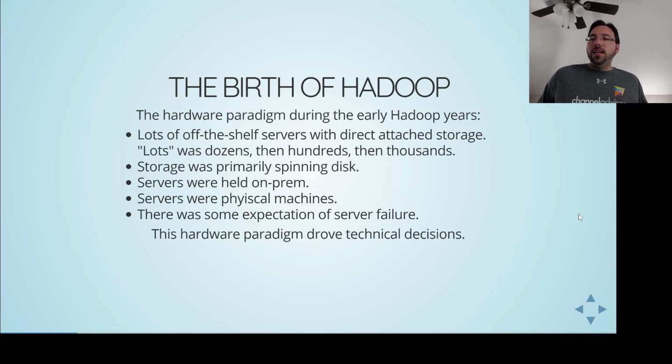So you have dozens of off-the-shelf servers with direct attached storage. This was before SANs were really popular for this type of problem. The storage on these servers was primarily spinning disk. Pre-SSD, so it's going to be slow. Servers were on-prem. This was 2007. It was right around the time that Amazon was offering S3 and EC2. So we were just seeing the very beginnings of the cloud, but we're not at that point yet.